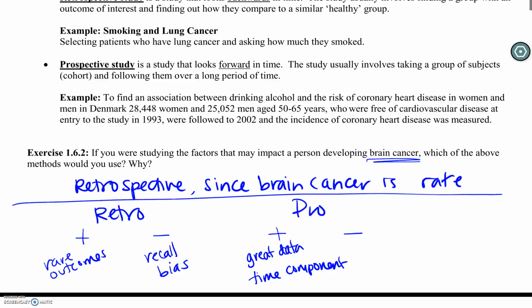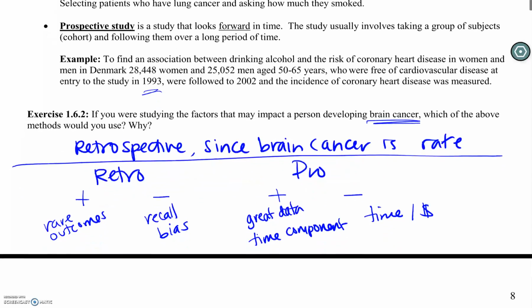Our negatives for the prospective study, definitely the time and money. I mean, you can imagine being that Denmark study that started back in 1993. You're like, well, this will be great. In 9 years, we'll be able to write some papers. Sort of like VETSA. Every 5 years, they're doing a new study. So, in 20 years, there'll be 4 time points and they could actually start looking at some of this stuff. But yeah, so the time and money is probably the biggest negative of the prospective study. Additionally, you can't use it for rare outcomes because then you're not going to get any people in that group.